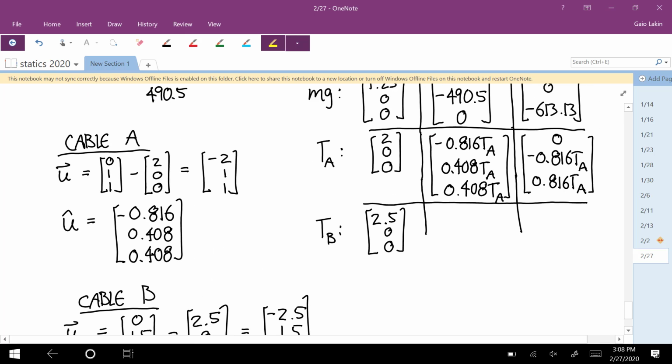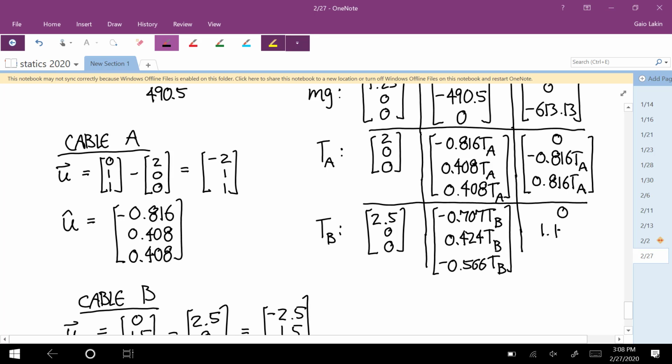So the force vector is that unit vector times TB. So negative 0.707 TB, positive 0.424 TB, and negative 0.566 TB. And now take the cross product of those two vectors, and you get 0 for x, 1.42 TB for y, and 1.06 TB for z.